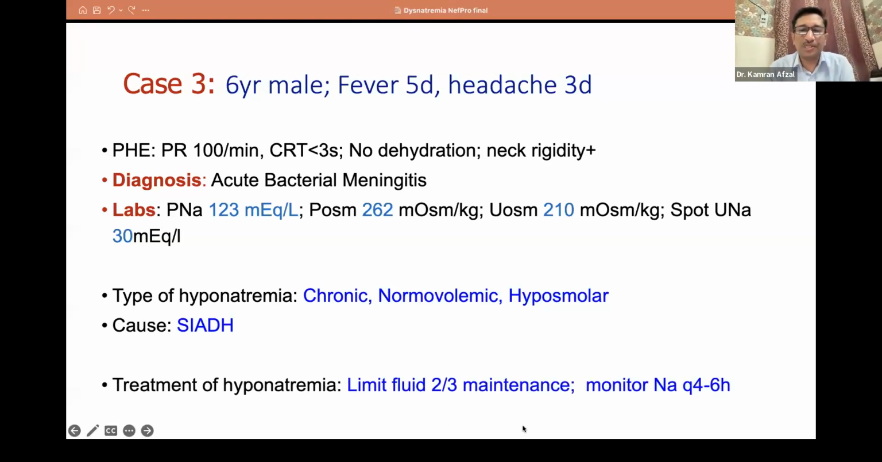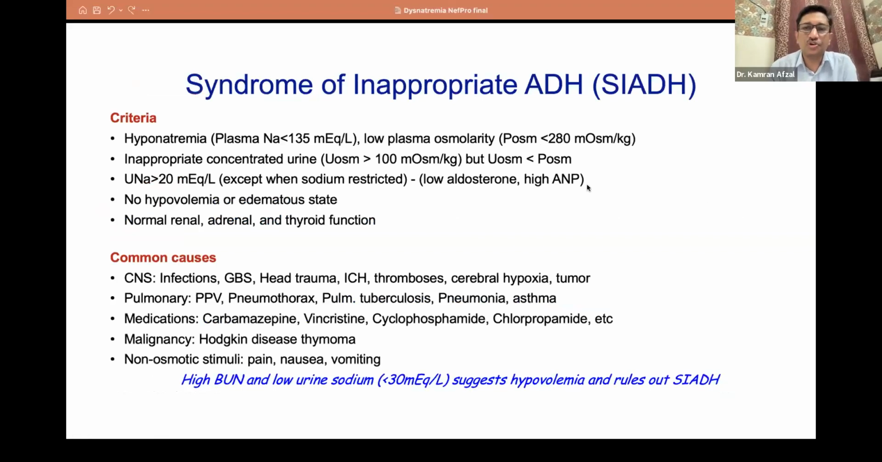And the treatment, of course, is to limit the maintenance fluid to 2/3 and monitor the sodium subsequently. Now, the syndrome of inappropriate ADH is a state where you have hyponatremia along with low plasma osmolarity, but the urine is inappropriately concentrated. Although the urine osmolarity is still less than the plasma osmolarity, it isn't maximally diluted.